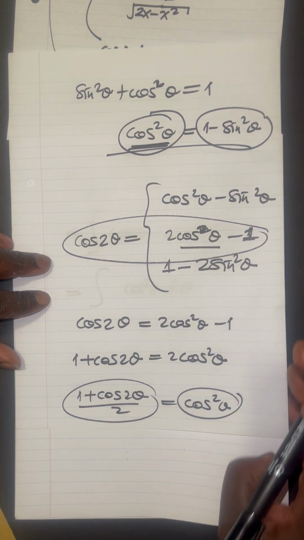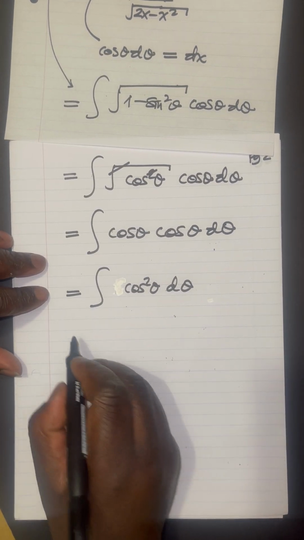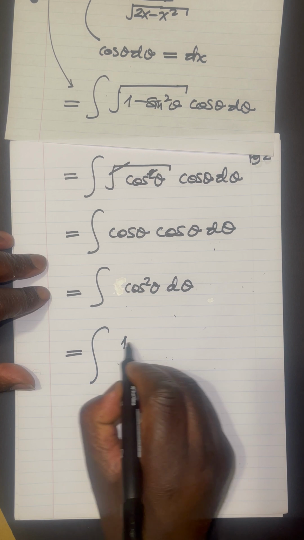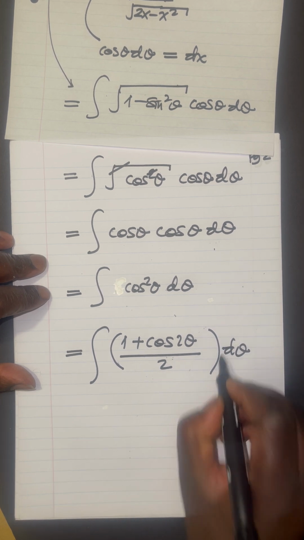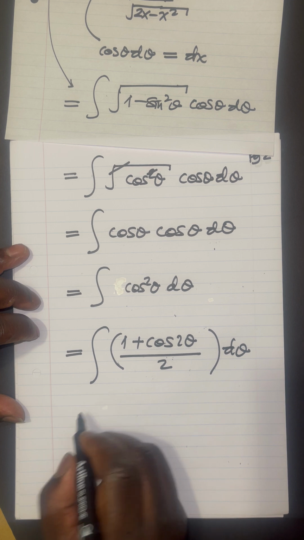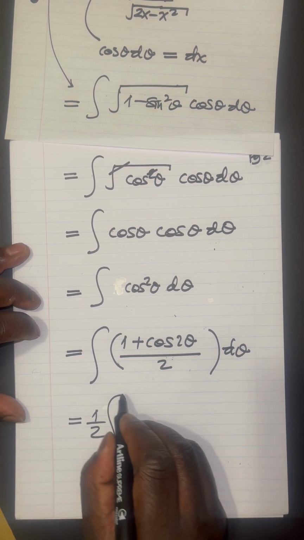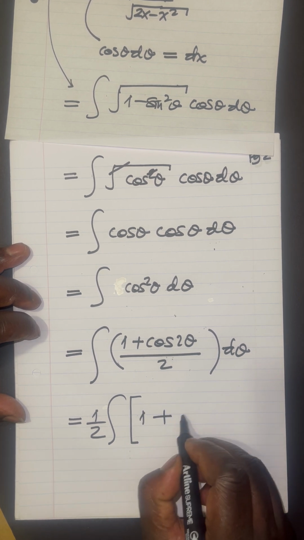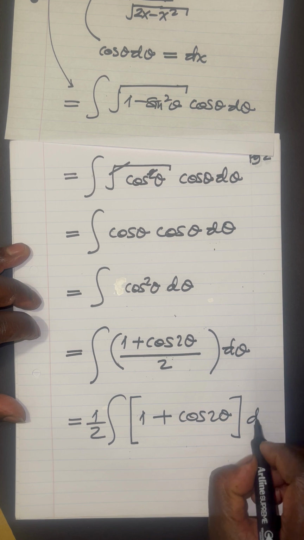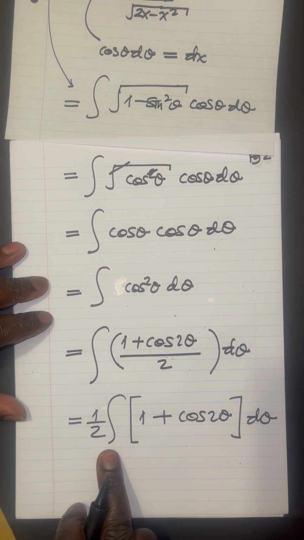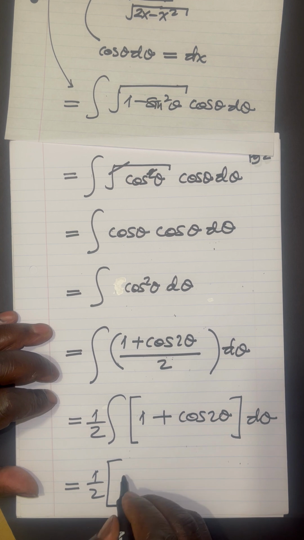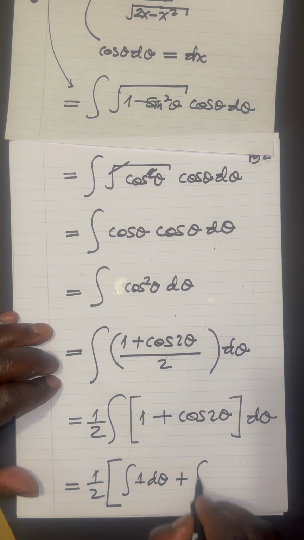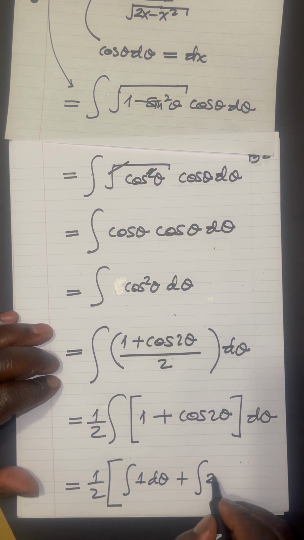Now our integral therefore changes to, let me go back to our integral there. This integral changes to the integral of 1 plus cos of 2 theta all over 2, and then we are saying the whole of this d theta outside there. Now, rewriting this, taking half out, being a constant, 1 over 2, the integral of, let me use brackets here, 1 plus cos of 2 theta d theta, like that. Now, I'm going to have to distribute the integral sign and d theta, keeping half still outside, 1 over 2, and bringing the bracket out. It's going to be the integral of 1 d theta plus the integral of cos 2 theta d theta.